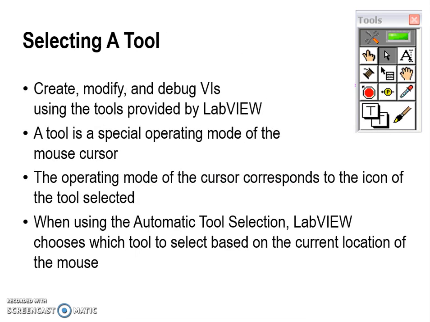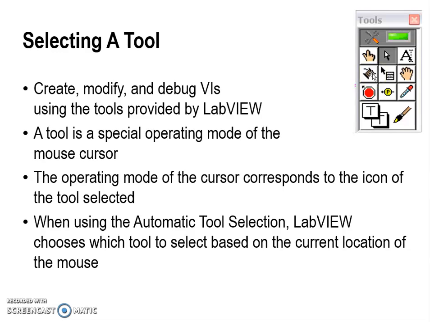The search palette, we use this quite a bit. This is active in the block diagram view as well as the front panel view, so it will do the same thing. I have different features that I can select. For example, if I wanted to go into wiring mode, I can select the wiring mode.